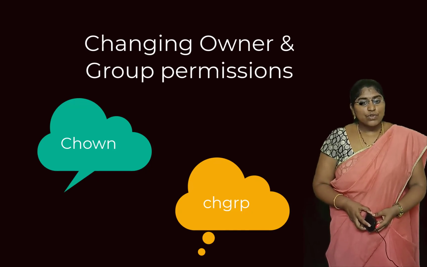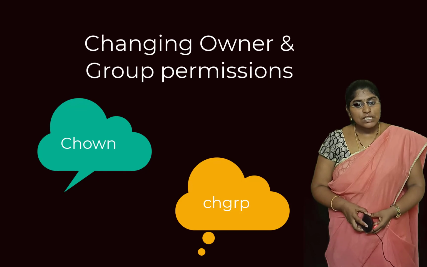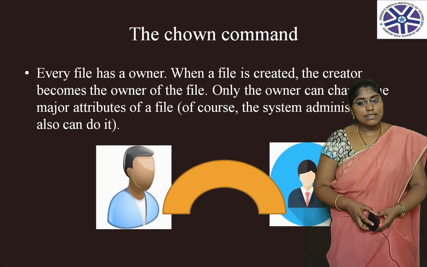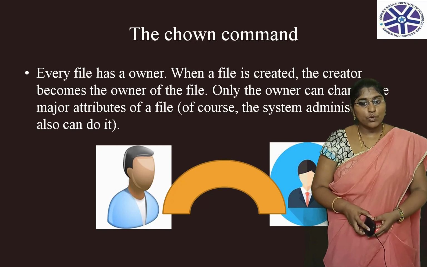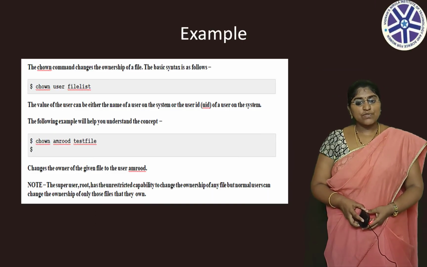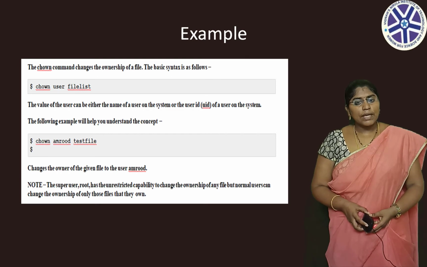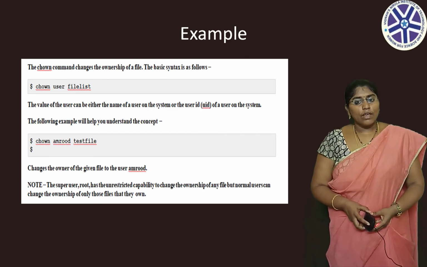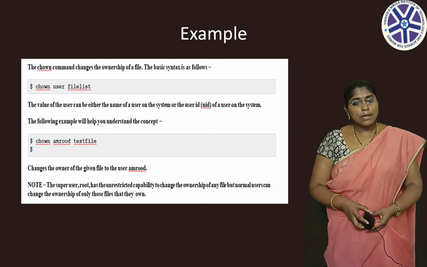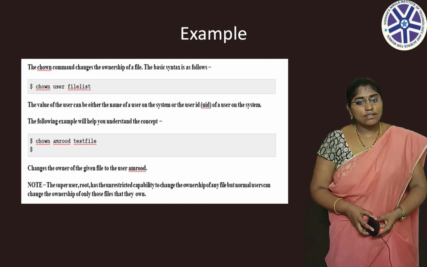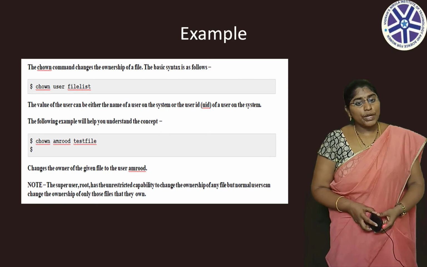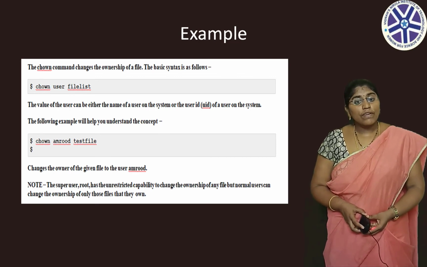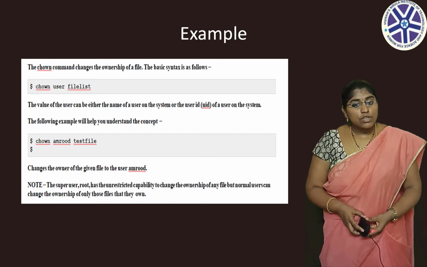So now let's see changing the owner of a file. By using the chown command, you can change the owner of a file. The basic syntax is as follows: $chown user file list. The value of user can be either the name of the user on the file system or the user ID of a user of the system. The following example will help you understand the concept. $chown amroot test file. Here you change the owner of the file to the user amroot.